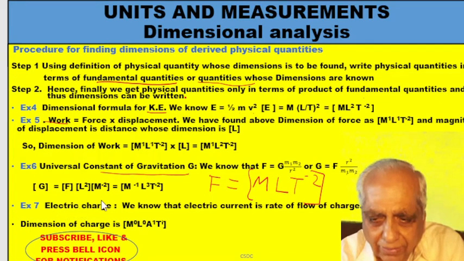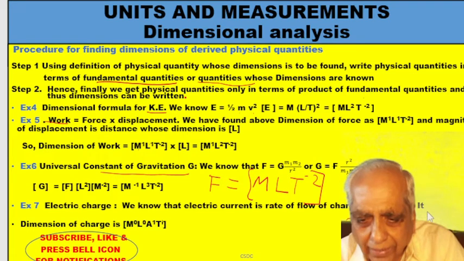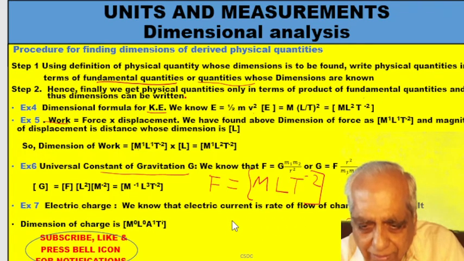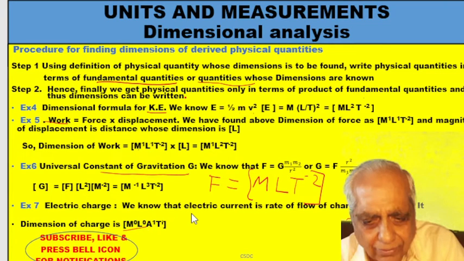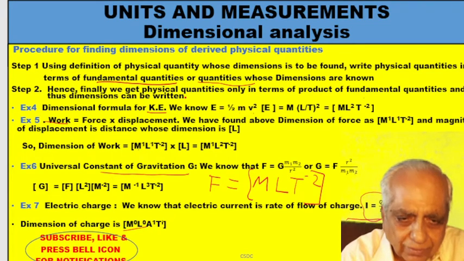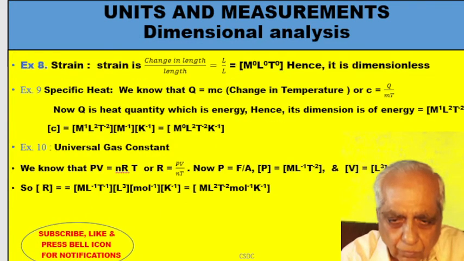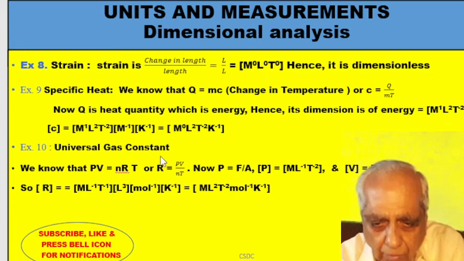Next, electric charge. Again, first the definition: current is the rate of flow of charge. I is Q upon T. This is the definition. So Q is equal to IT. Now the unit of current is ampere, A. Time is T. So A raised to 1, T raised to 1, but I will write M0 L0 also. Is it all right? So in this manner, dimensions have to be written.